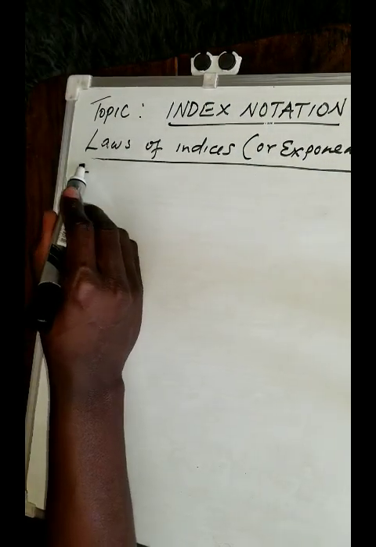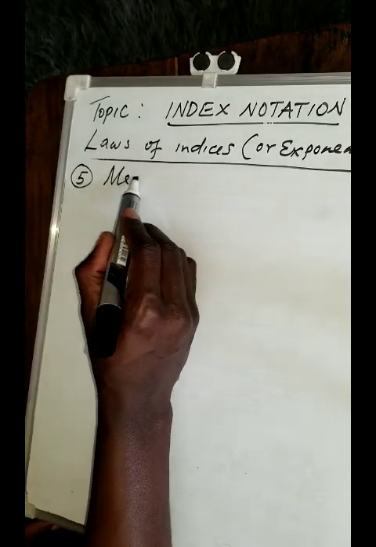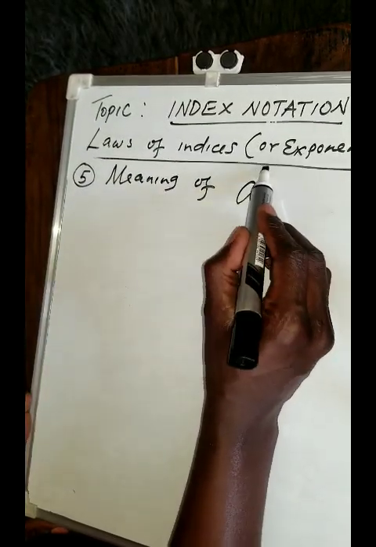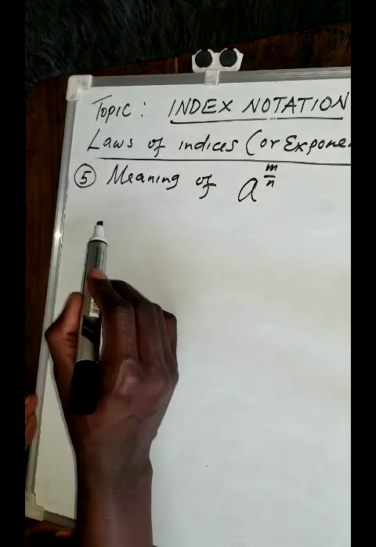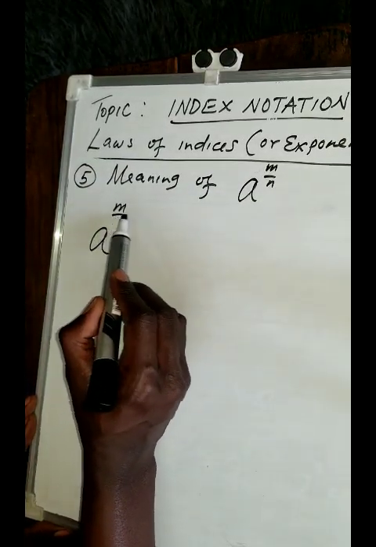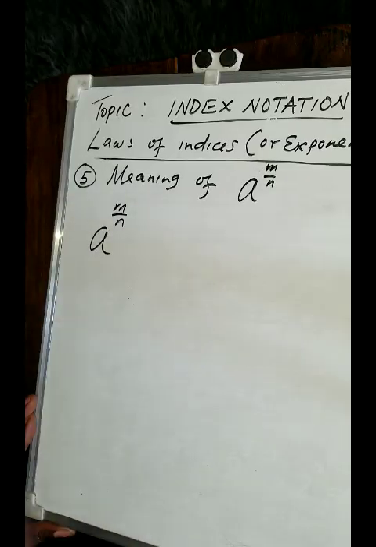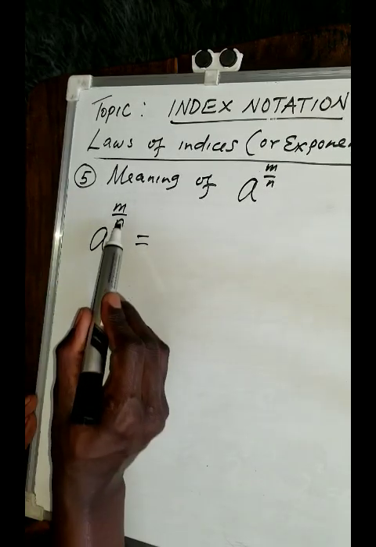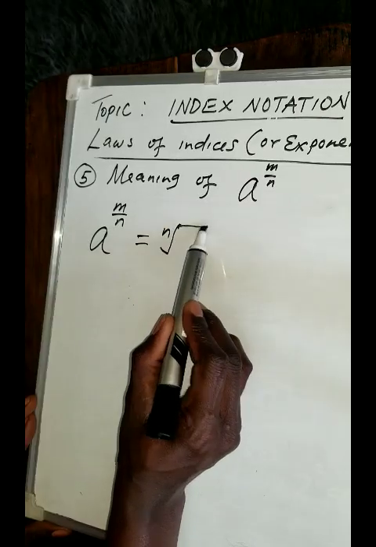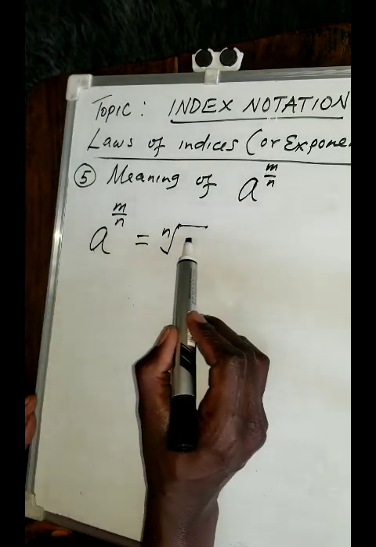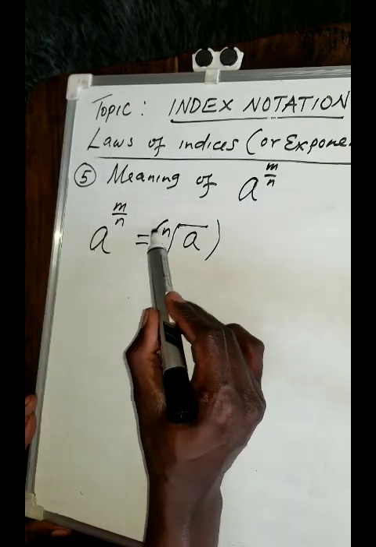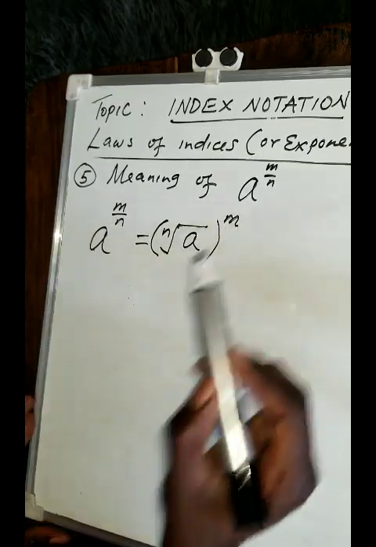We can look at number 5. I can also look at the meaning of a, then maybe m over n. Suppose you have got a raised to a fractional index, but in this case you don't have a 1 on top, you have again a number. What does that mean? The one at the bottom changes to a root, whatever root it is. The base goes inside of the root. Because it's not a 1 on top, whatever you get, you raise it to the power m.